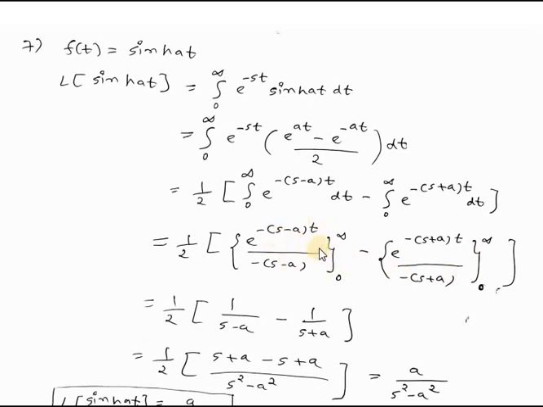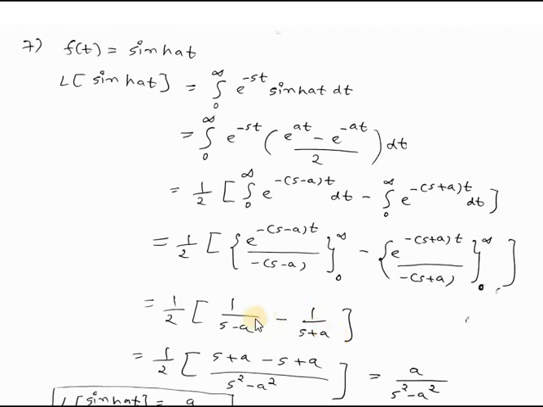So here, first of all we will replace t by infinity. So e raised to minus infinity will be 0. Then minus lower limit. For the lower limit we will replace t by 0. So e raised to 0 will be 1. So the answer of this term will be 1 divided by s minus a. Same way here, first we replace t by infinity, so e raised to minus infinity is 0. Then minus lower limit, we replace t by 0, so e raised to 0 is 1. So here it will be 1 divided by minus s plus a. So the final answer of this term will be 1 divided by s plus a.